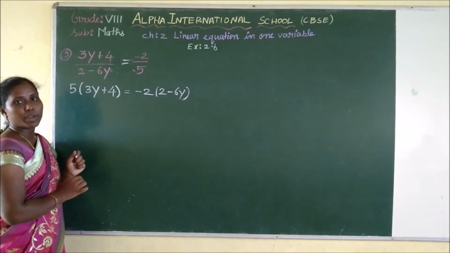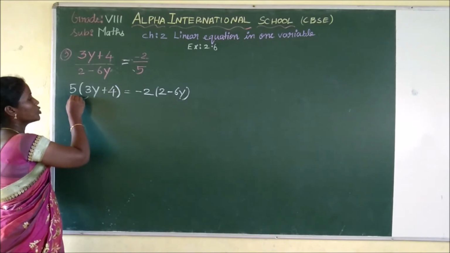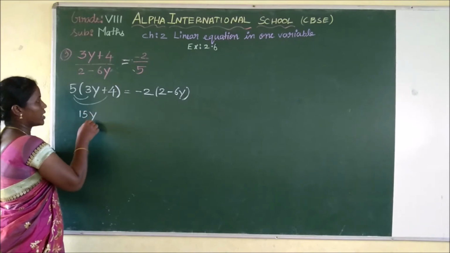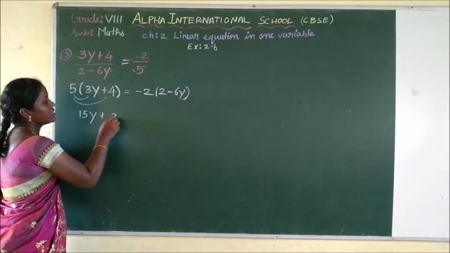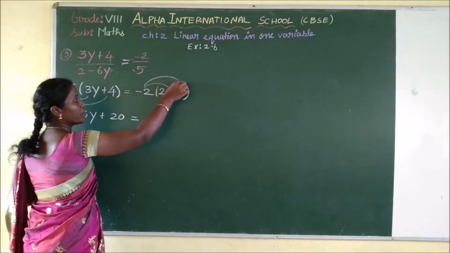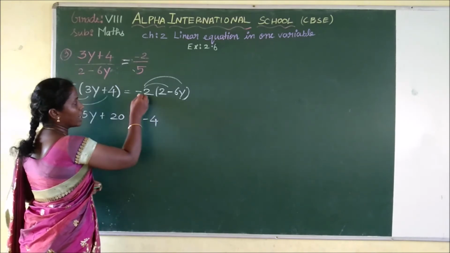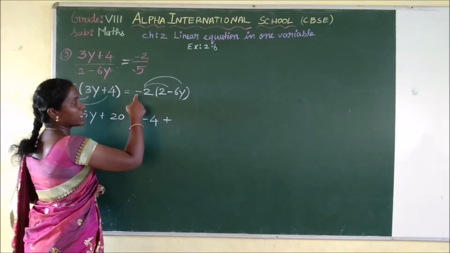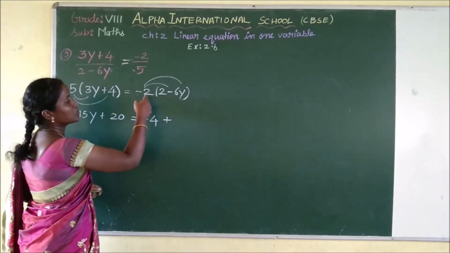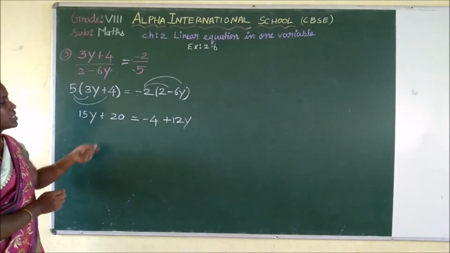First we have to remove the brackets by multiplying the term inside the bracket. So 5 should be multiplied with both the terms. 5 3s are 15y. 5 4s are 20. Is equal to minus 2 should be multiplied with both the terms. So minus 2 into 2, minus 4, and minus into minus. When multiplying, be careful with the sign. Minus into minus will become plus. 6 2s are 12, so 12y. Yes.